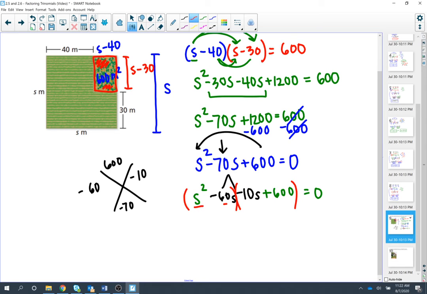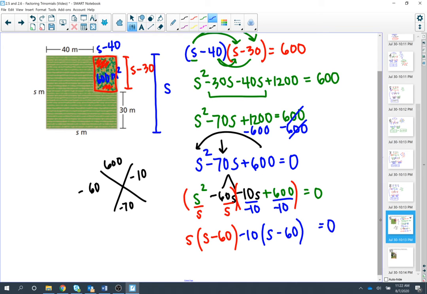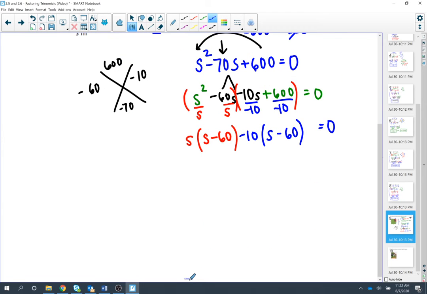And what comes out of the first two? We can take an S, record it, tell me what's left over. We have an S minus 60. Second two, negative 10S and 600. I can take a negative 10, record your negative 10, and then we have an S minus 60. Again, if you drop the equals 0 at this point, I'm not going to yell at you, but technically you should bring it down.